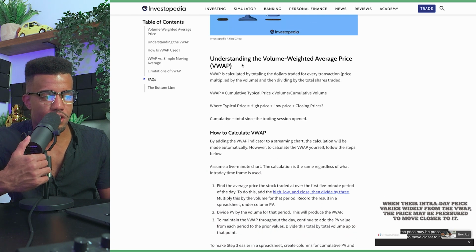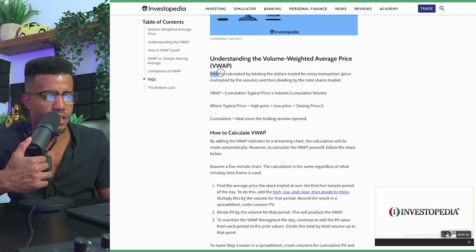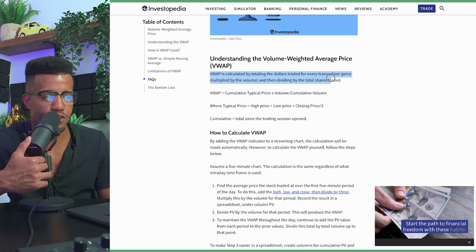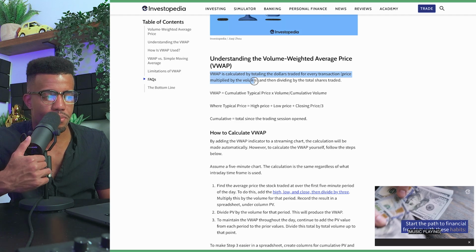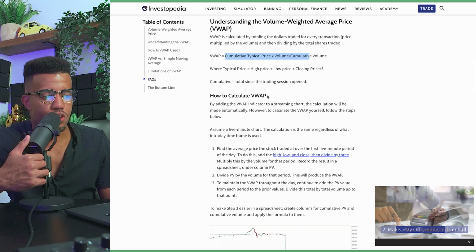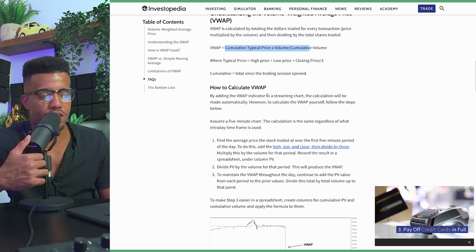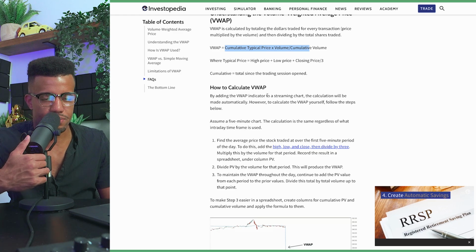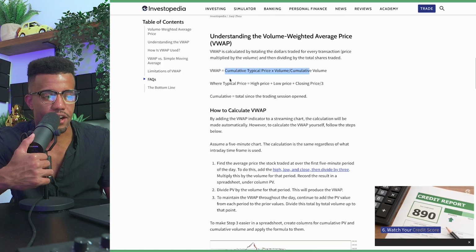So going down here, it says understanding the volume weighted average price. VWAP is calculated by totaling the dollars traded for every transaction, price multiplied by the volume, and then dividing by the total shares traded. So you have the cumulative typical price divided by and so on. So the point of VWAP, though, is to get an updated average of the price. It's weighted by volume. And then you can see here the actual math for this.